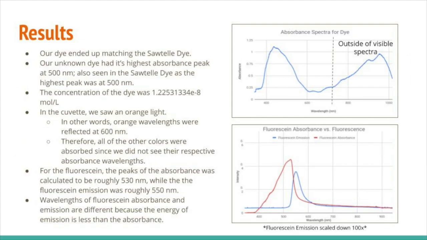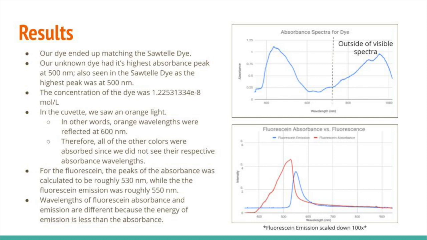We found that our dye ended up matching the Sautel dye. We figured this out by comparing the peaks of absorption and seeing that both had their peaks at 500 nanometers. This made sense because our dye appeared orange, so it reflected orange light, which can also be shown from the absorbance graph having a trough at 600 nanometers, where the orange would be. We found the concentration of our dye to be 1.22 times 10 to the negative 8th moles per liter.